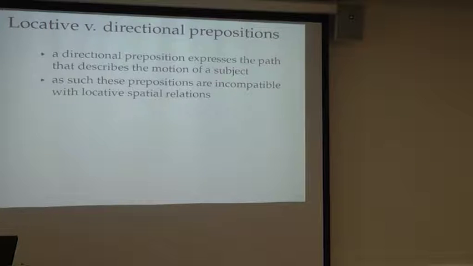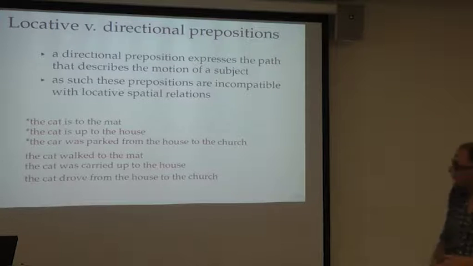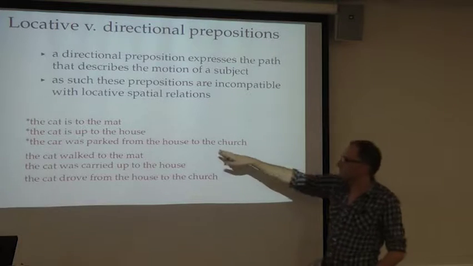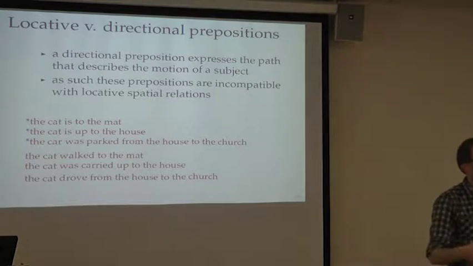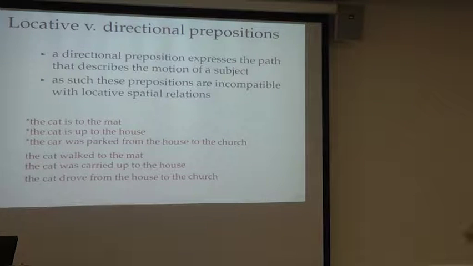And so these kinds of prepositions are incompatible with locative spatial relations. So that's why you can't say something like the cat is to the mat, or the cat is up to the house, or the car was parked from the house to the church. Yeah, well, the only way you can read this is if it's a very long car, right? So immediately you start thinking of something that is a path, right?